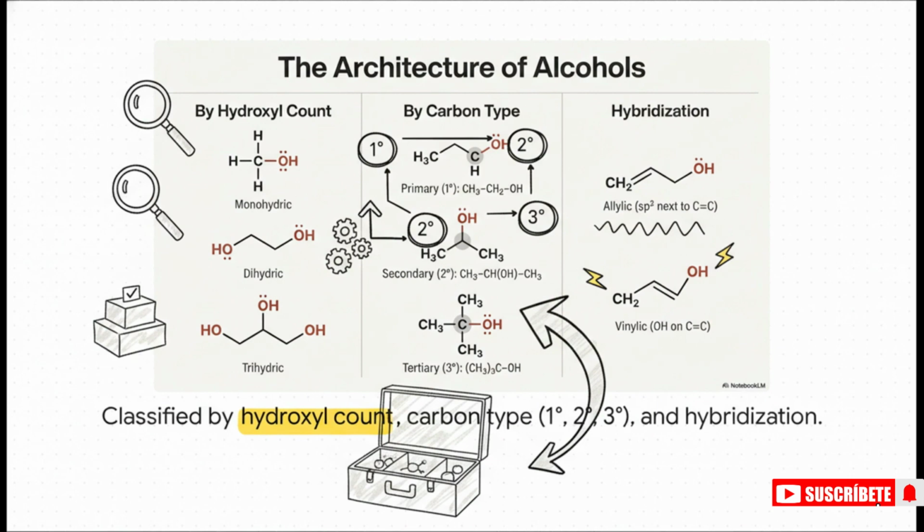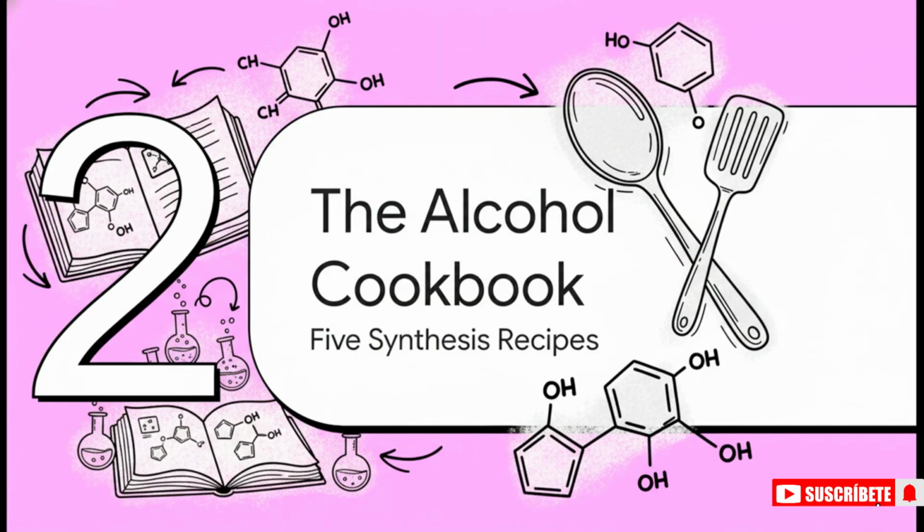And look, this isn't just about being neat. This whole system is what lets us look at an alcohol and predict, with amazing accuracy, exactly how it's going to behave. It's a total game changer. All right, so we know what they are, we know how to sort them, but where do they come from? How do we actually make them? Well, it's time to open up the Chemist Cookbook. We're going to check out 5 essential recipes.